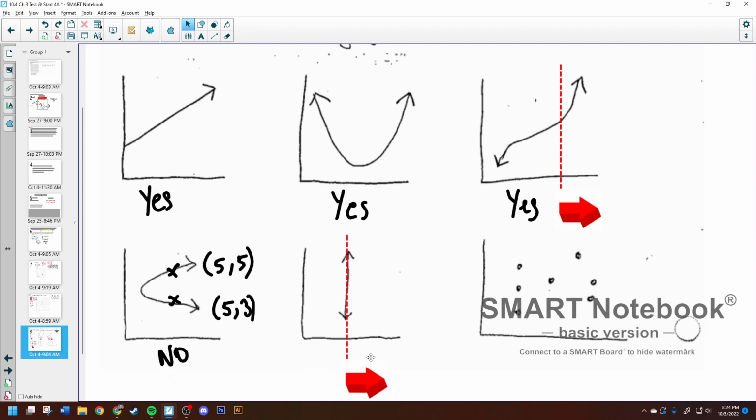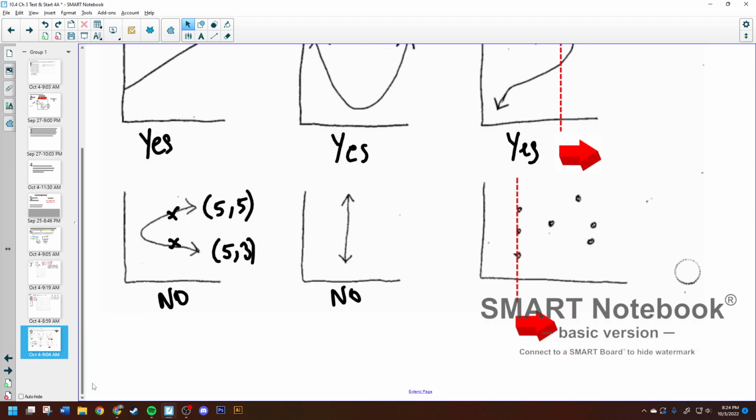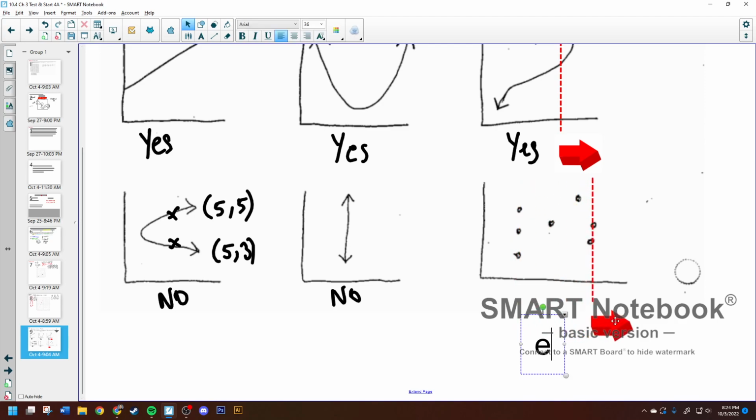Here's another one, every single thing is touching at the same time. It's supposed to be a perfectly vertical line, so this is not a function. And then lastly, this one right here, each of these 3 dots, ignore the fact that this is giving a watermark, but there you go. Each of these dots, when we move, this is not passing the vertical line test. So we can say no for this one as well.